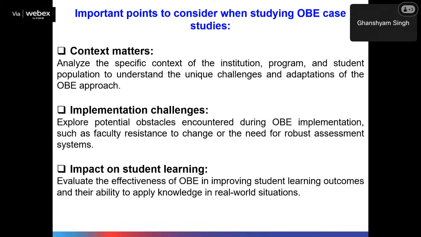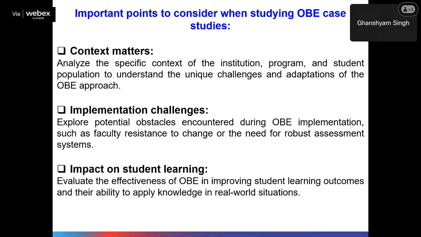university system, when you are implementing the OBE, every university or every system must face some sort of obstacles, whether these obstacles are from the teaching community, or the faculty side, or the non-teaching side, or even from the student side, or even from some government policies. We need to check potential obstacles, such as faculty resistance to change, or even the need for a robust assessment system. So we need to consider, before applying the OBE case studies, what the implementation challenges are.